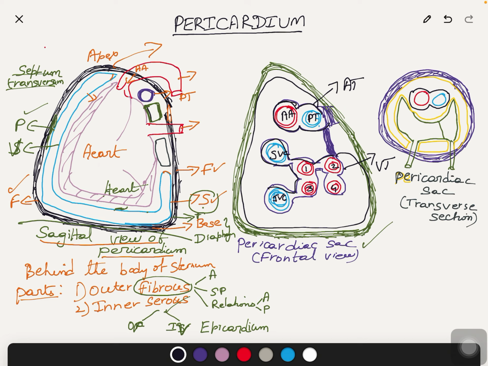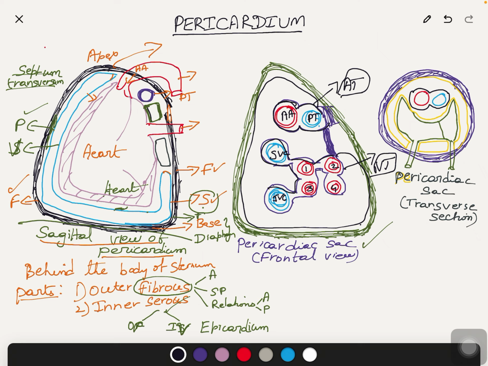Otherwise, this is the arterial end of the primitive heart, this arterial tube, and this is the venous end of the primitive heart in the development. If you see this reflection of the venous tube to the parietal layer, it is inverted J-shaped. So this is the inverted J-shaped reflection.